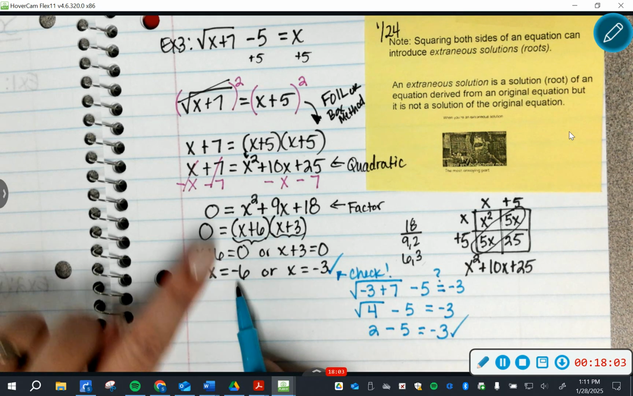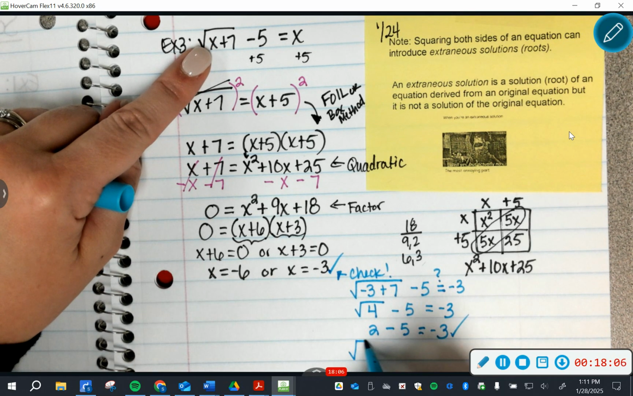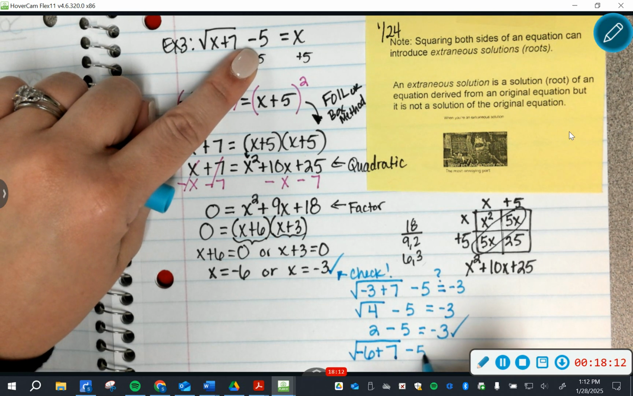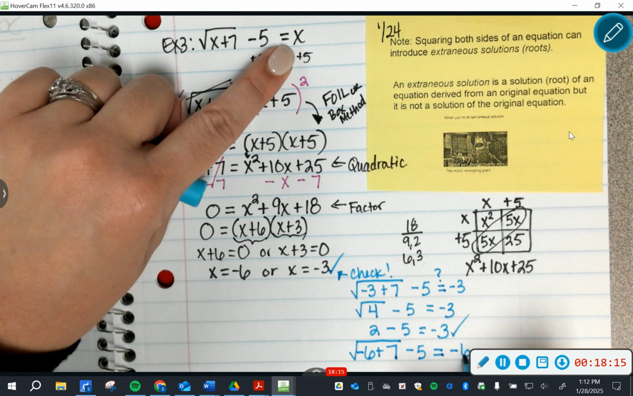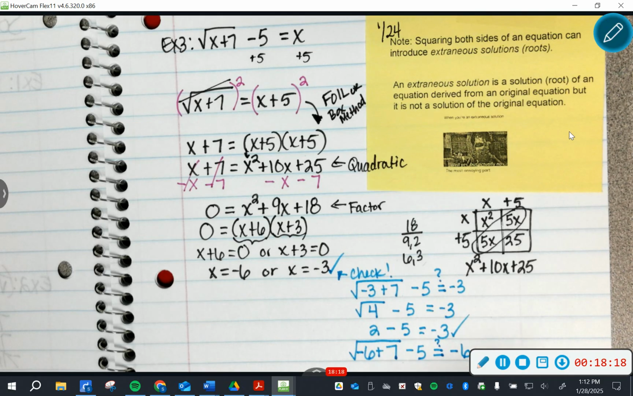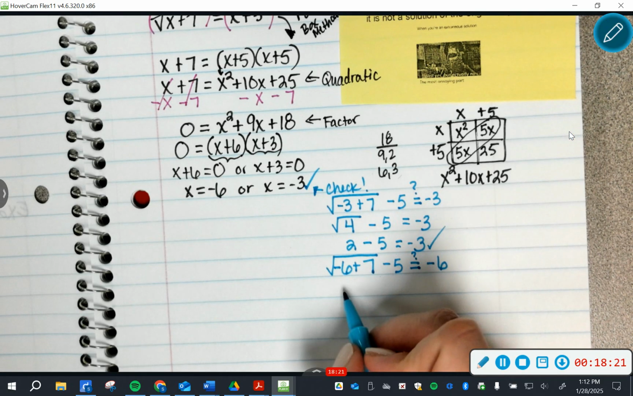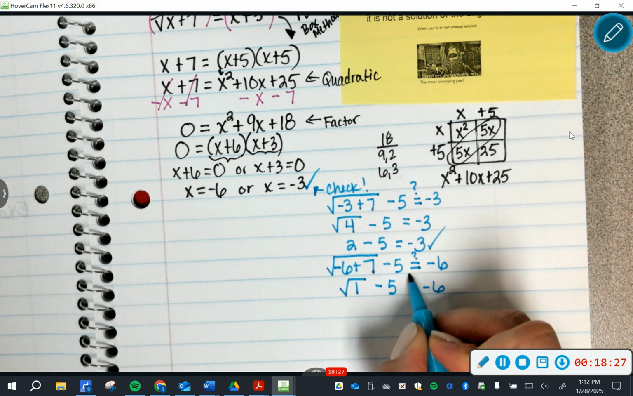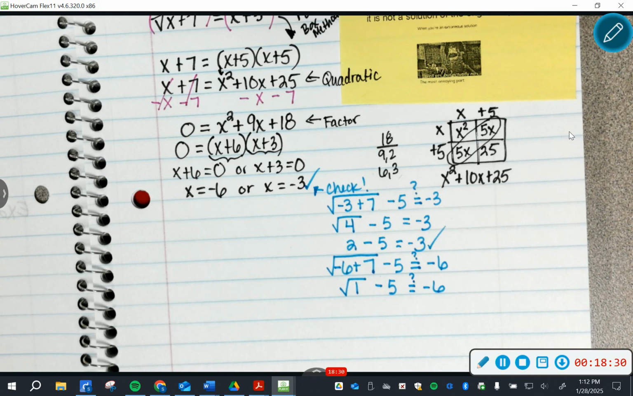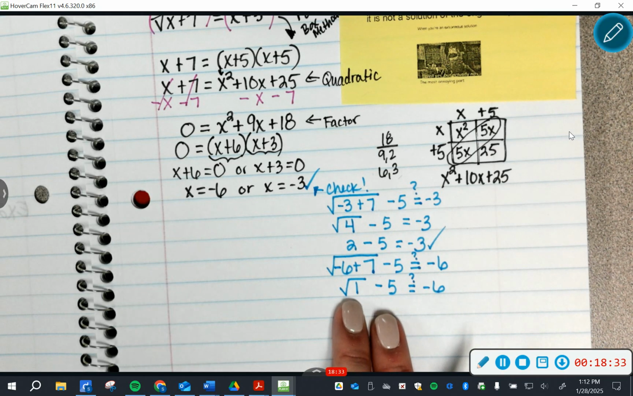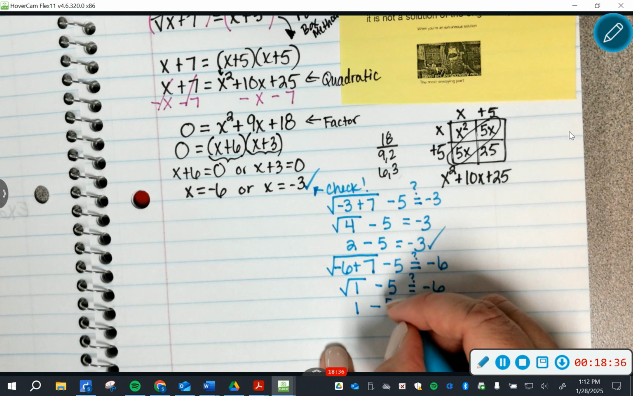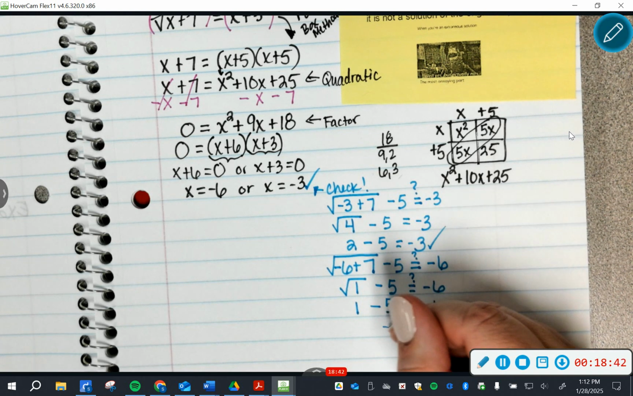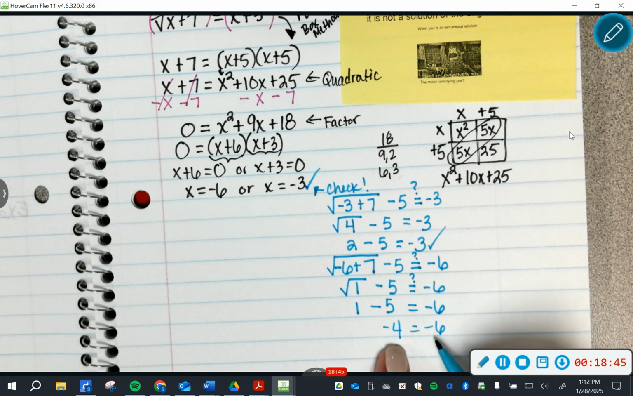Now let's try negative 6. Plugging it in for x. So square root of negative 6 plus 7 minus 5, does that equal negative 6? Well, negative 6 plus 7 is 1. The square root of 1 is 1. So is 1 minus 5 equal to negative 6? 1 minus 5 is negative 4. So this doesn't work, right?